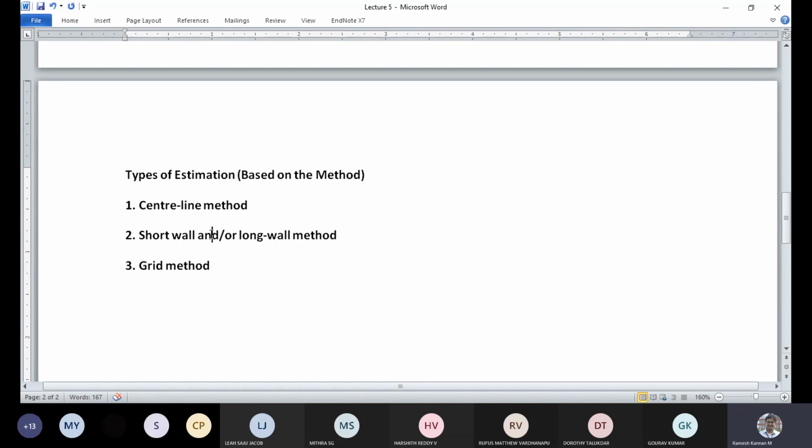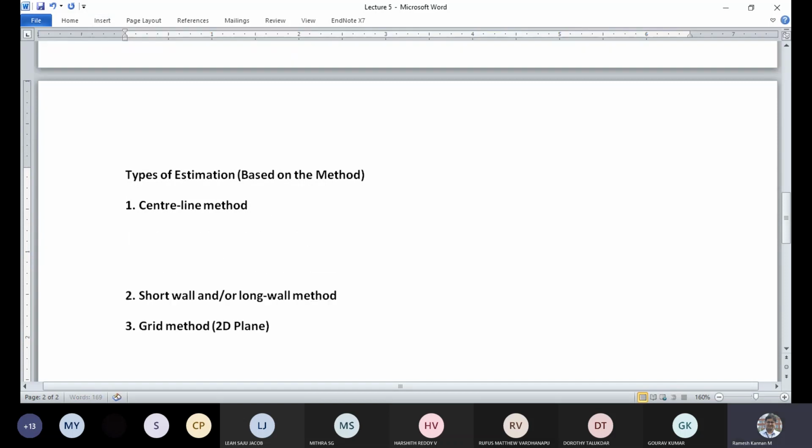This is a very effective method in terms of earthwork excavation and all. This is all component specific, whereas this is planar specific. So this will be generally 2D planar, or you can even call it a 2D plane, in which the stuff is drawn in terms of grids or something like that. So I'll explain with an example what the centerline method is.